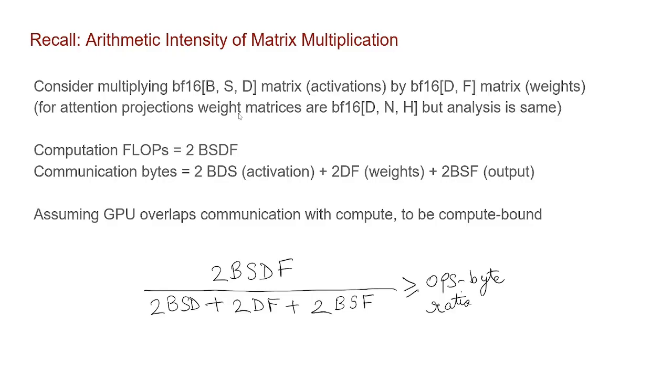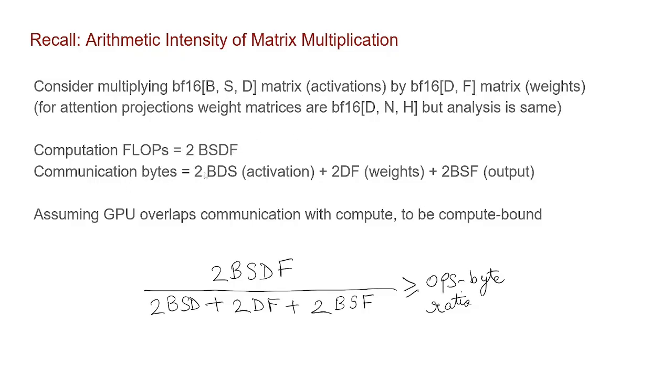Now, if you recall the diagram of the computation flow which we saw earlier, within the attention layer, the parameters of the projections had the shape of D times NH, but the analysis which we're doing now is very similar to what will be there even for these projection matrices. So multiplying these two tensors takes up this many, 2BSDF flops. Multiply all the dimensions, don't repeat anything.